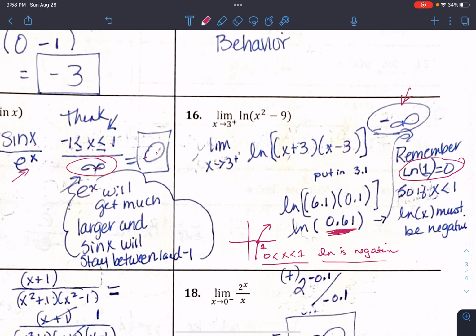Okay, so you're looking at a half. So you're looking at here, and your answer is going to be a negative number. So as it goes that way, it's going to be negative infinity. You can just tell by the shape of the graph. Okay? Hope that one helped.